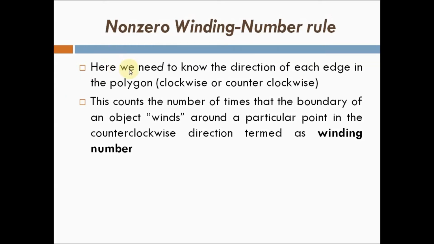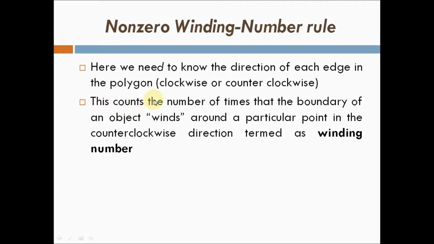Next, now I have to count the number of times that the boundary of an object winds around a particular point in the counterclockwise direction, right? And this is also called the winding number. Don't worry, I will explain with the example.